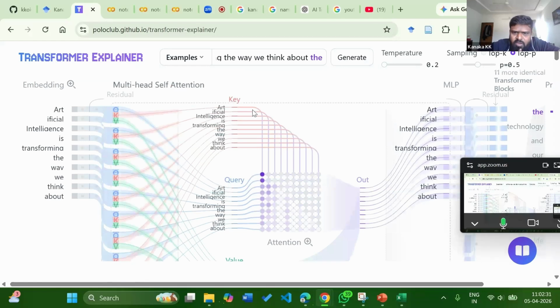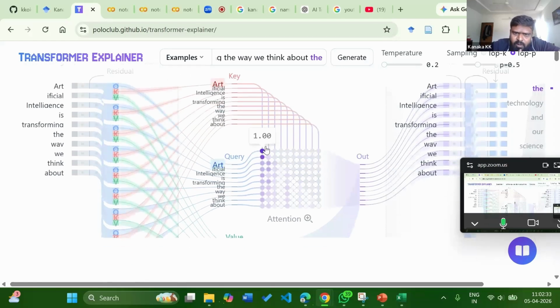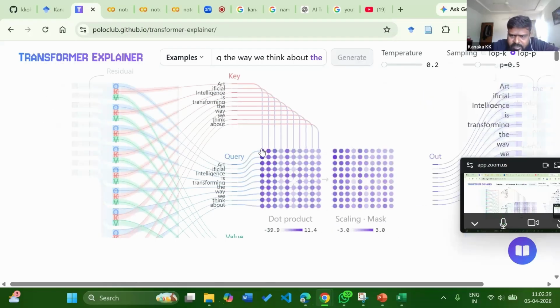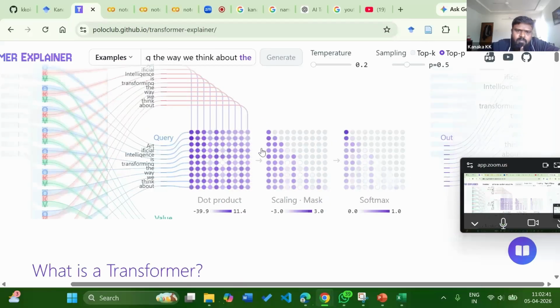Now we have QKV. See the animation first, then I'll explain. Each token will be getting attention. How did the attention come? Attention came with the help of the QKV matrix. After multiplication of the QKV matrix with the embedding, the model learned the attention.